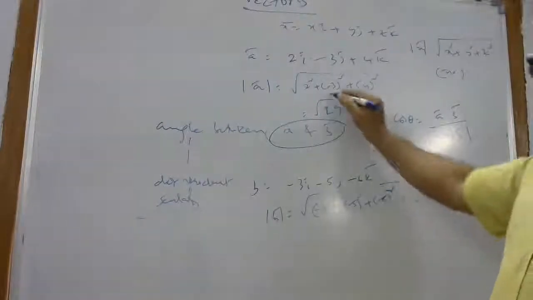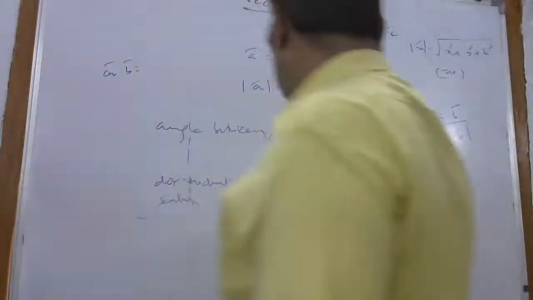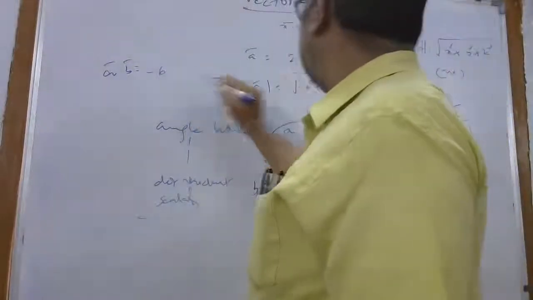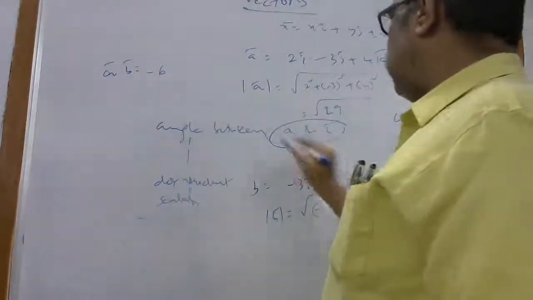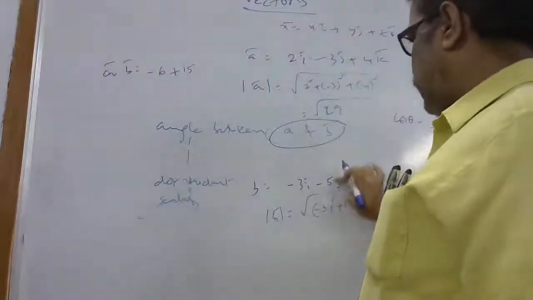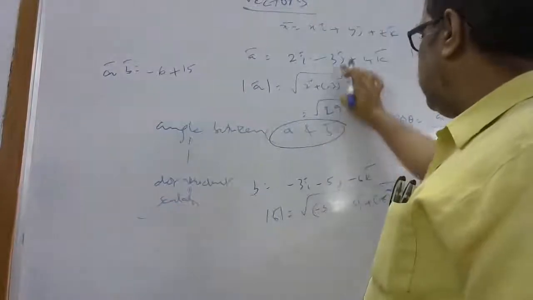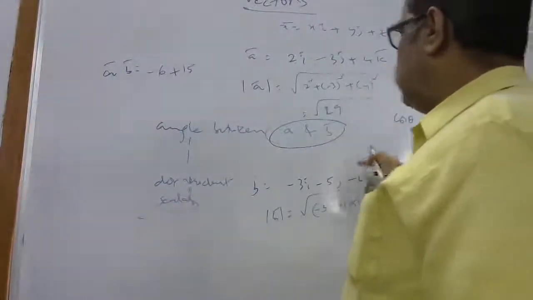What is a bar dot b bar? Find a bar dot b bar. Just multiply: 2 into minus 3 is minus 6, minus 3 into minus 5 is plus 15. Understand? Only i bar j bar, because the others are zero. Yes, beta? 2 into minus 3 is minus 6, plus 15, minus 24.